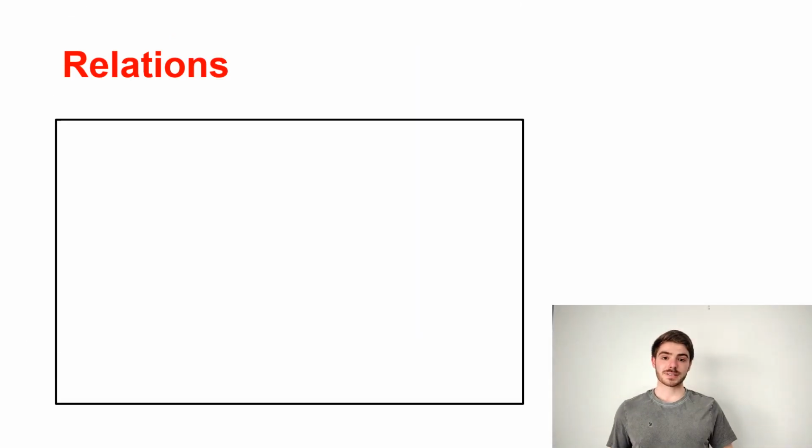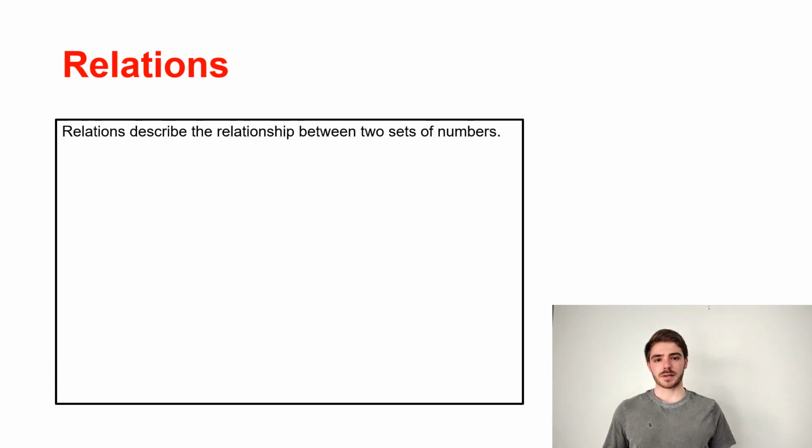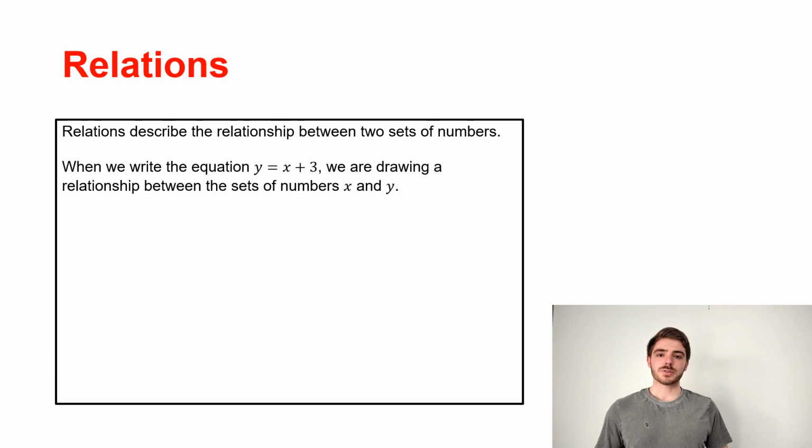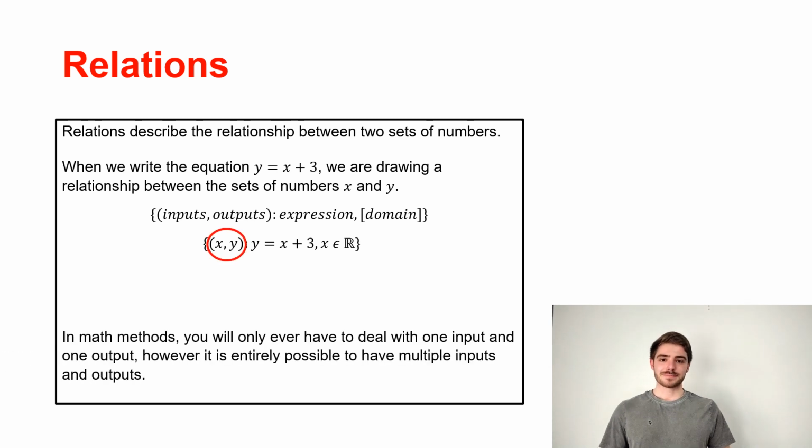First, let's cover relations. Put simply, relations describe how two sets of numbers interact with each other. When we write the equation y equals x plus 3, we're drawing a relationship between the set of numbers x and the set of numbers y. We usually describe relations using interval notation as follows. We start by defining the input and output variables. Usually, x refers to the input of the relation and y refers to the output of the relation.